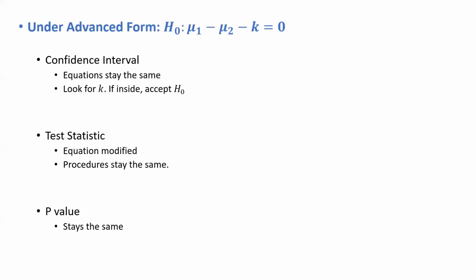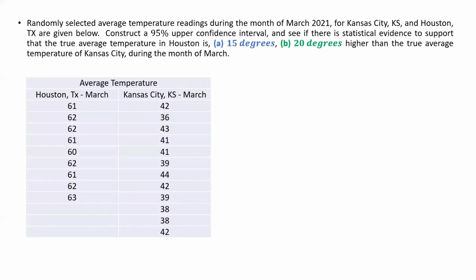Let's do an example with the confidence interval method. Randomly selected average temperature readings during the month of March 2021 for Kansas City, Kansas and Houston, Texas are given below. Construct a 95% upper confidence interval and see if there is statistical evidence to support that the true average temperature in Houston is part A 15 degrees and part B 20 degrees, higher than the true average temperature of Kansas City during the month of March.